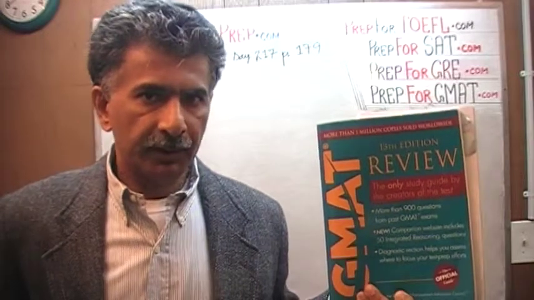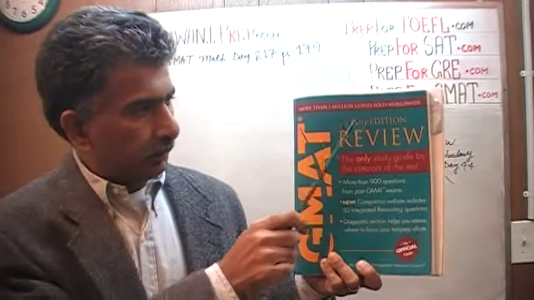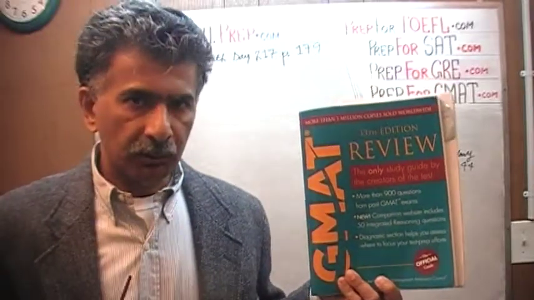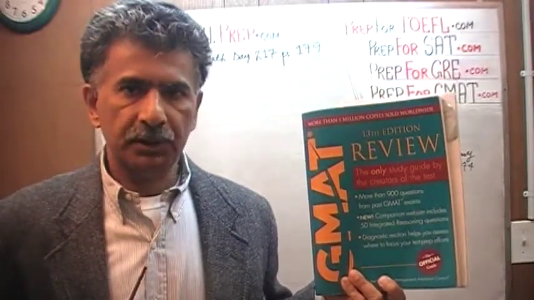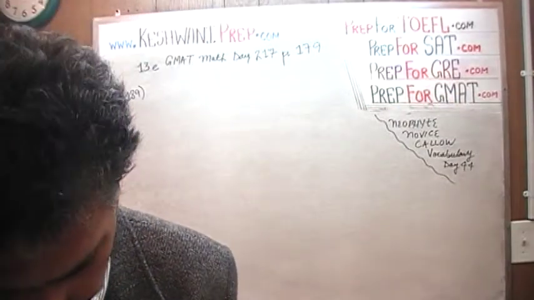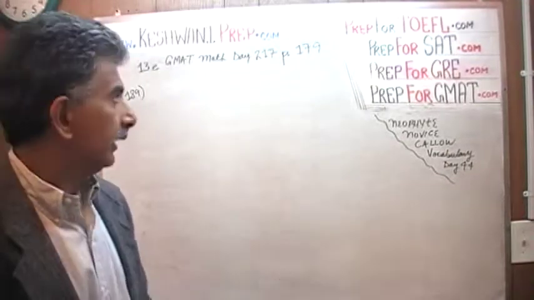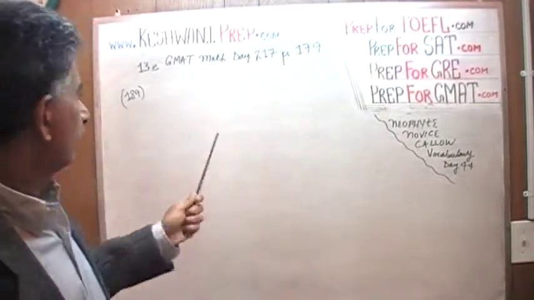We have been solving GMAT math problems out of this book here, GMAT Review, the Official Guide, the 13th edition. If you do not own this book already, purchase one immediately. You're going to need it. The problem that we are about to solve is the one that you will find on page number 179. Please turn to it, page 179. Today is our lesson number 217.